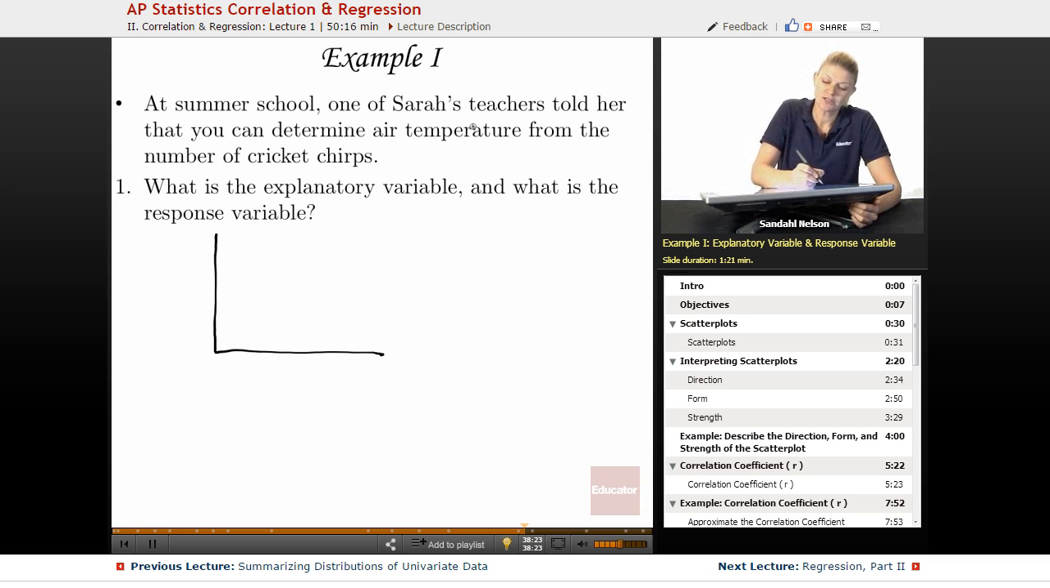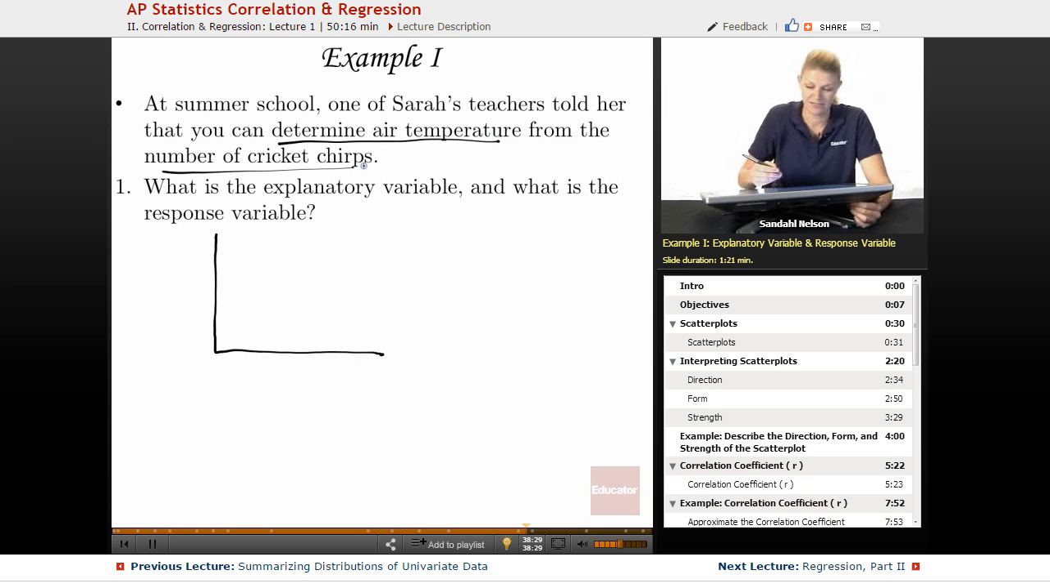They're saying you can determine the air temperature from the number of cricket chirps. So you're predicting the air temperature, which means that y, or your response variable, is going to be the air temperature. And x, or your explanatory, your independent variable, is going to be cricket chirps.